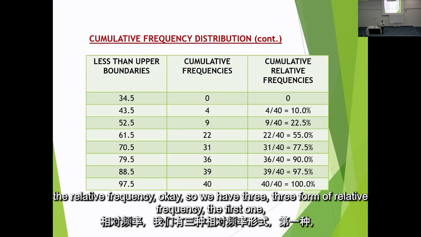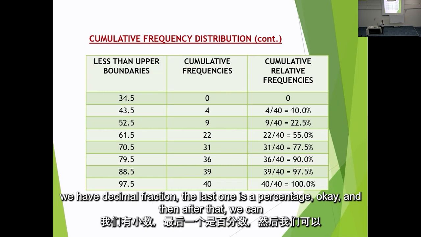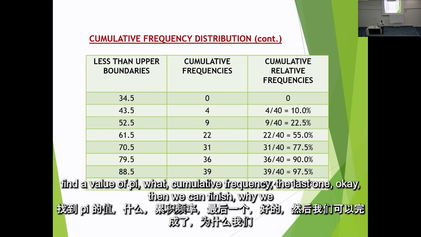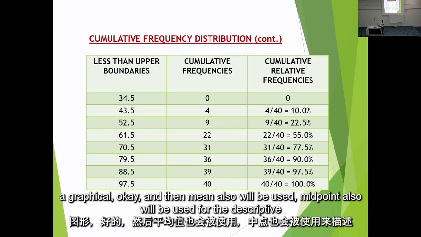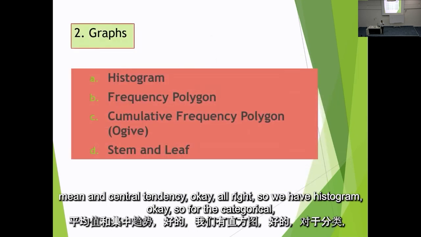From that, you can transform all data into relative frequency. We have three forms of relative frequency: decimal, fraction, and the last one is percentage. After that, we can find the cumulative frequency, the last one, and then we can finish. Why do we need the midpoint and the cumulative frequency? Because we want to construct graphs. The midpoint will also be used for the mean and central tendency.